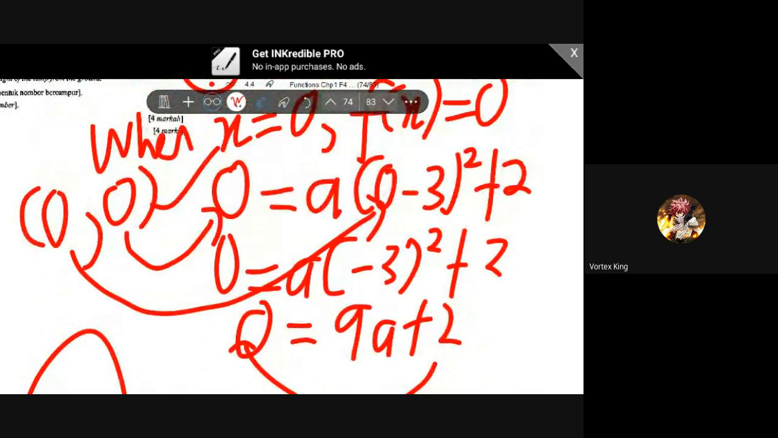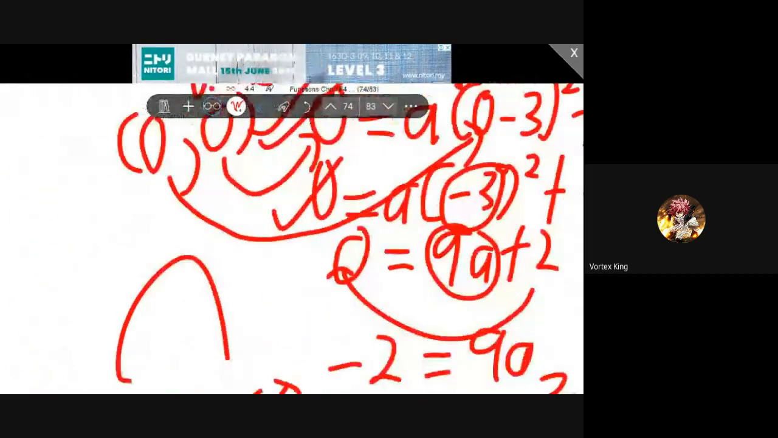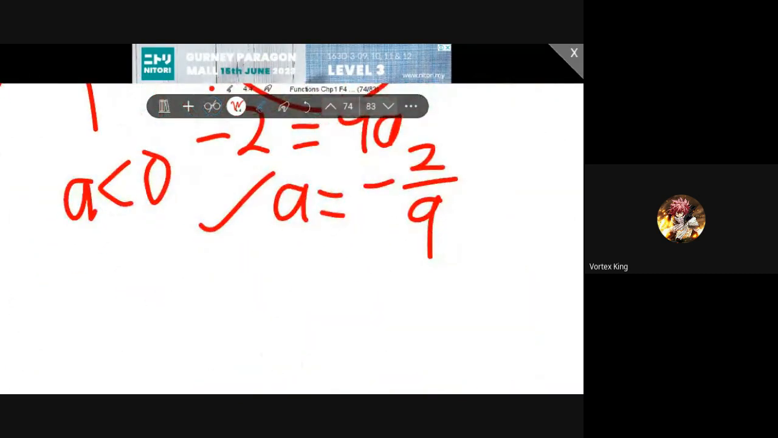Okay, so for Kenneth, let me see. Okay, so this part can understand. We substitute 0, 0 inside here. Boleh faham tak? Okay, good. So 0 equals A(0 minus 3) square. 0 minus 3, negative 3 is square. You will get 9A. 9A plus 2. And then from here, you can already find the A. A is negative 2 over 9. So can understand now how we get the A? Boleh faham?